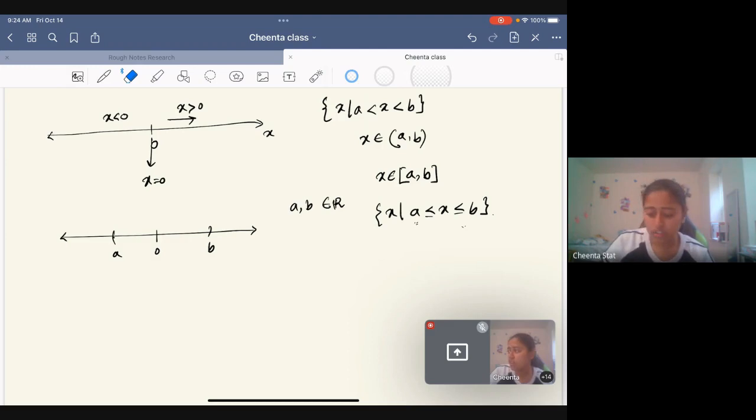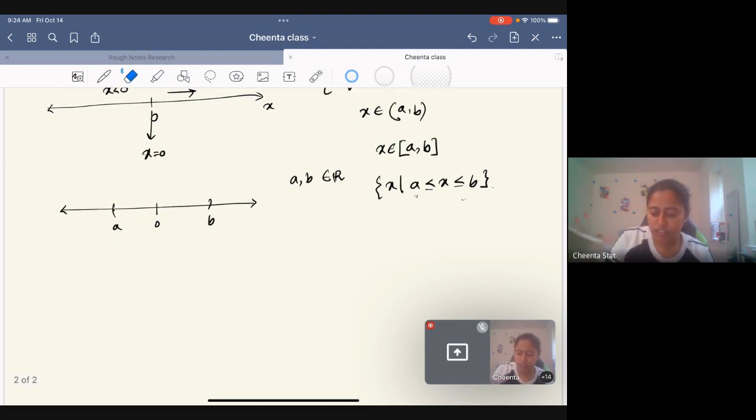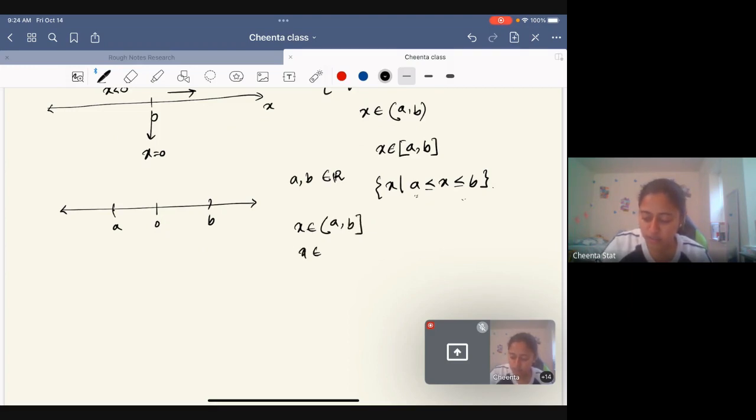So okay, you know pretty much how this number line works, and if you mix and match these things, like if you want to find X belongs to open interval A, closed interval B, or closed interval A, open interval B, you can do that.